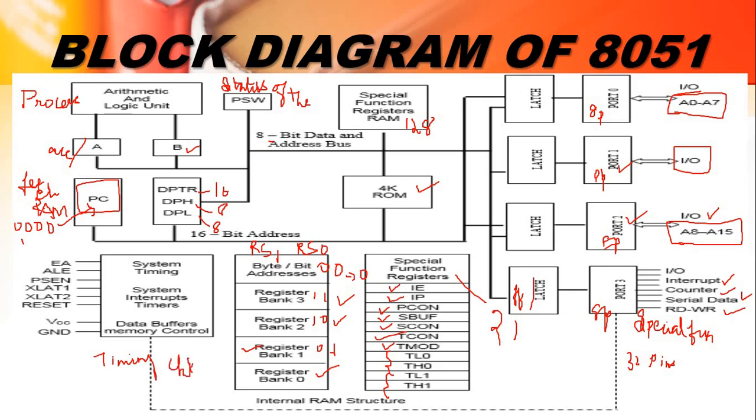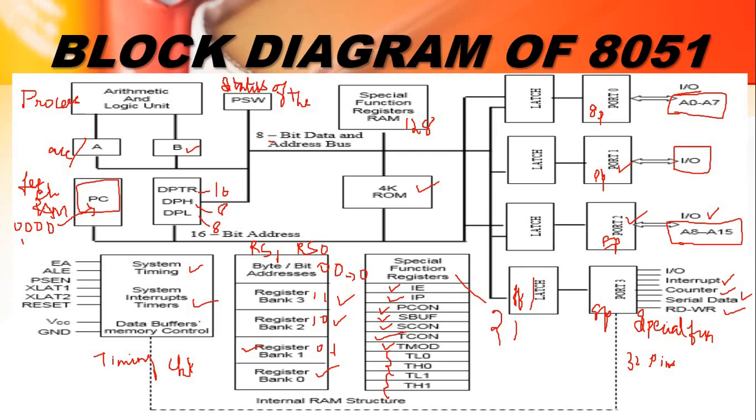What is the timing circuit? It covers the system timing, system interrupt timers, data buffers, and memory control. What is the system timing? If I'm performing a task using the ALU, I'm giving some work to the ALU, but I need to complete that task in a certain time, say within half an hour or 2 hours. So I need to set some time. That is the use of the timing circuit. That's the system timing.